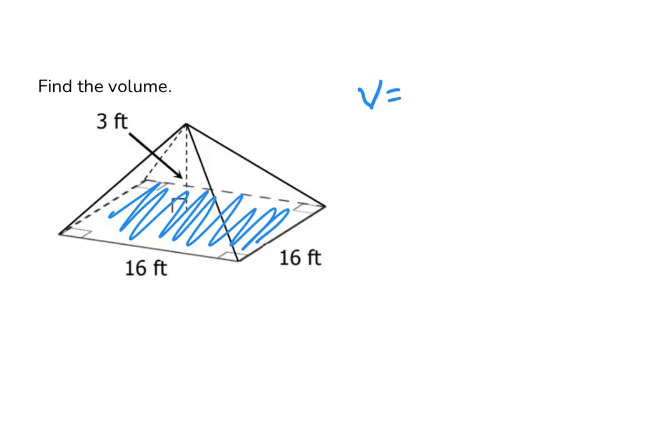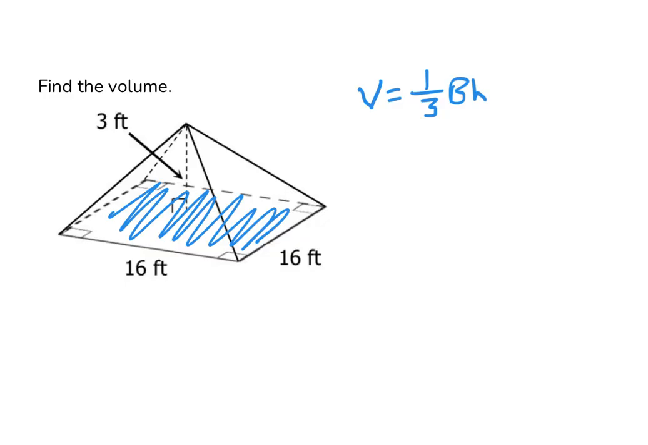Okay, what formula am I using for this one? One-third BH, right? 1/3 big B times H. So we definitely want the 1/3 in here. We know we're going to use the 1/3 when it comes up to a point. We have a pyramid here, okay? Same would be for a cone.